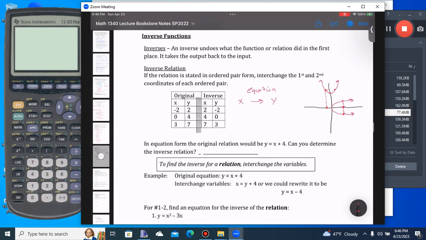So let's say we have an original function or original equation. We'll start with that. It has 3 points: -2, 0, and 3. The function sends -2 to 2, it sends 0 to 4, and the equation sends 3 to 7. The inverse is going to do the opposite. It's going to take 2 and send it back to -2, take 4 and send it back to 0, and take 7 and send it back to 3.